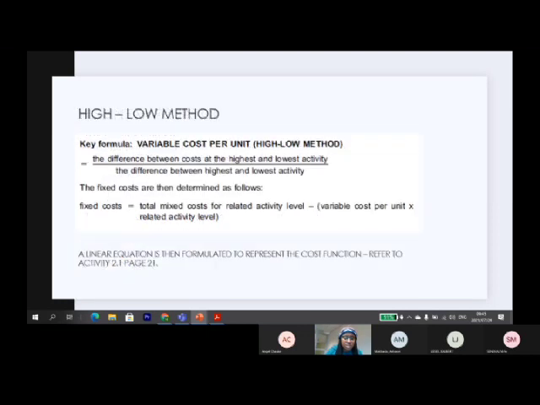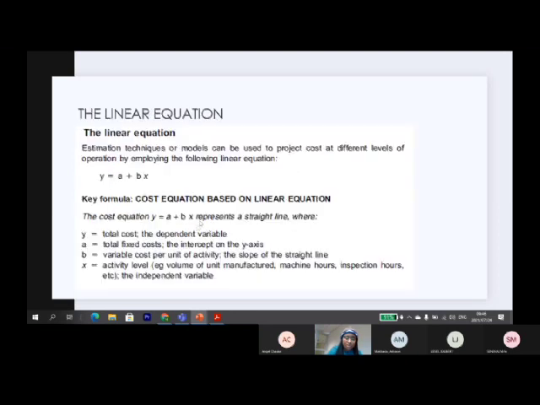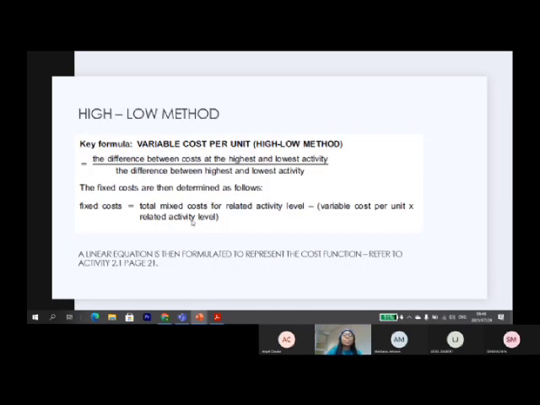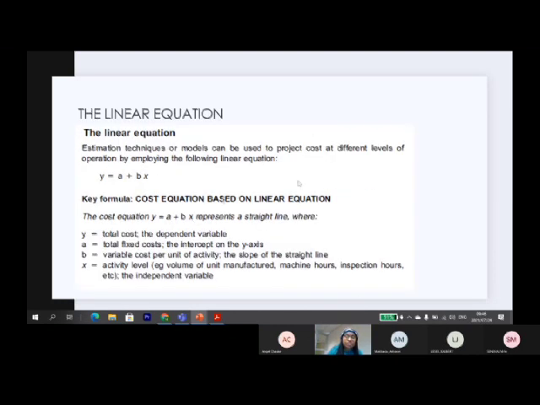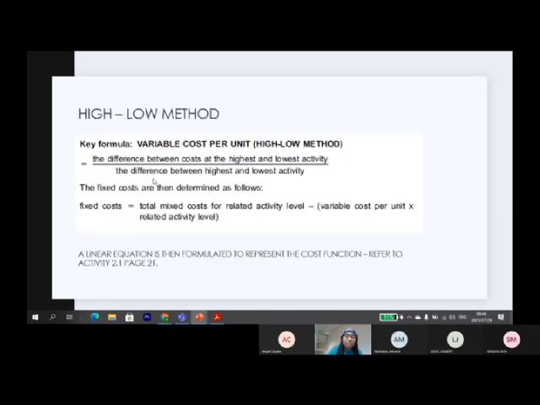Now you'll see how it works well with the high-low method, because we use it for the high-low method. The high-low method is for the variable cost per unit. So this would be you solving for what? B, right? Because remember B is your variable cost per unit. For me to get that B, the variable cost per unit, I use high-low, all right?